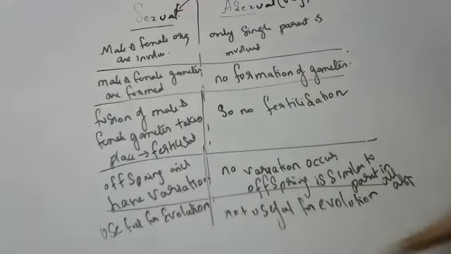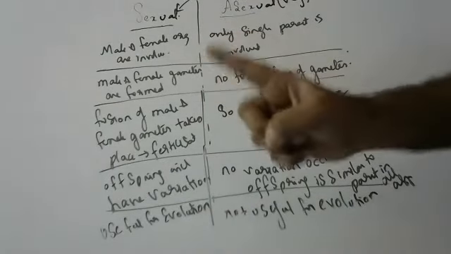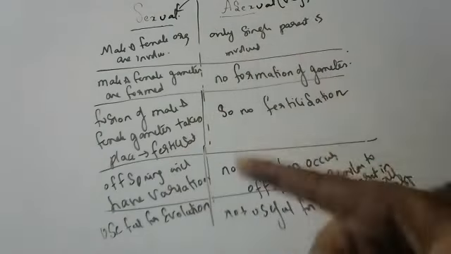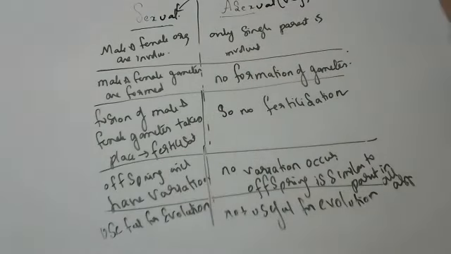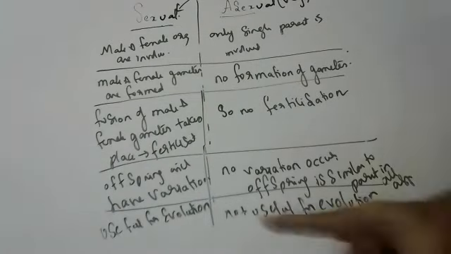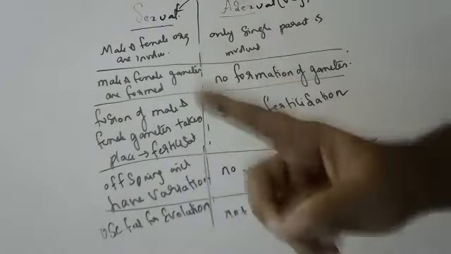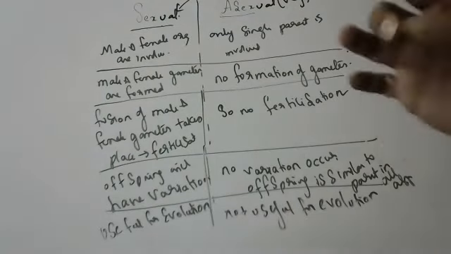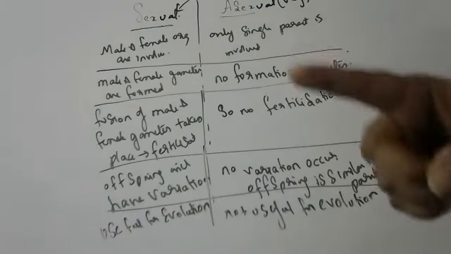This question comes in board exams, they ask the difference between sexual and asexual reproduction. Testes and ovary form gametes. Fertilization is the fusion of male and female gametes. One more question they ask: define fertilization. Fusion of male and female gametes is fertilization. Define variation. Slight difference between parents and offspring is called variation.